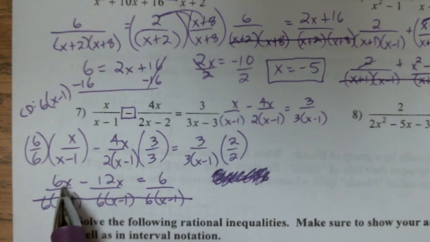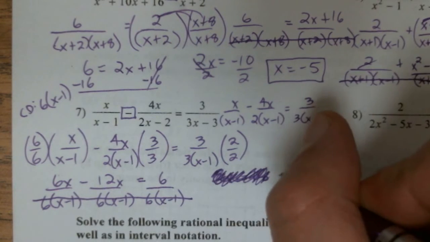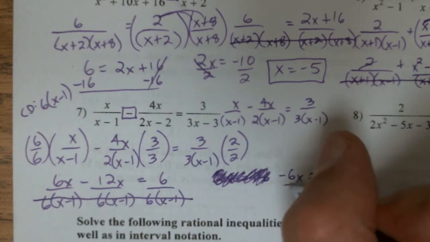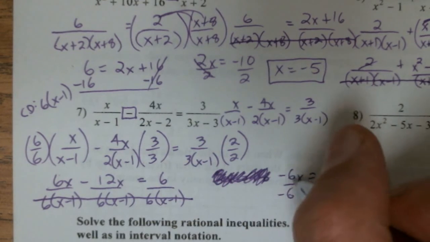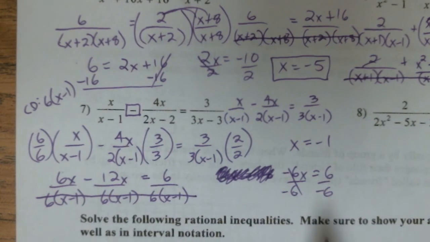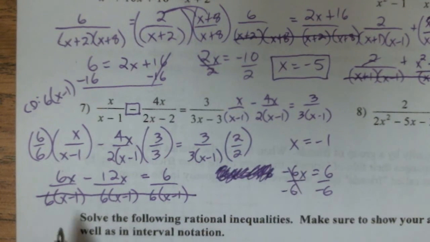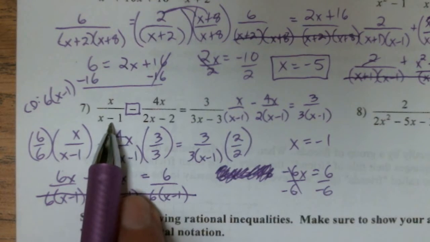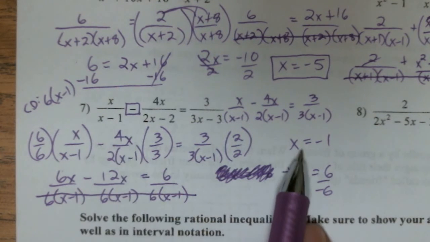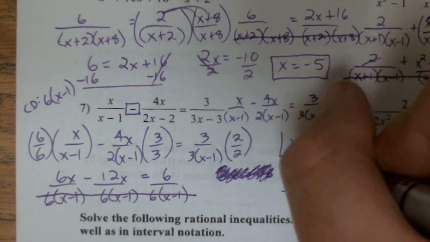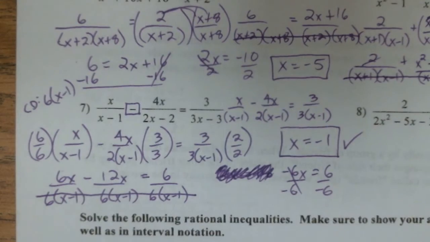Okay, so let's subtract here. 6x minus 12x is negative 6x, and that's going to be equal to 6. And then I'm going to divide both sides by negative 6, and I get x is equal to negative 1. Okay, now, does that work? Do I have an excluded value of negative 1 anywhere? This would be an excluded value of 1 because I have to flip the sign, but no, I don't have an x plus 1 anywhere in the bottom. So that is good to go. Negative 1 works. Okay, we can do it, guys.